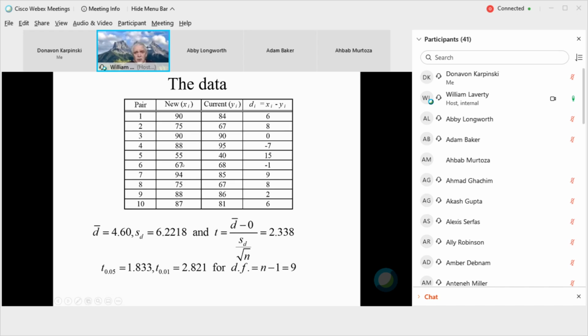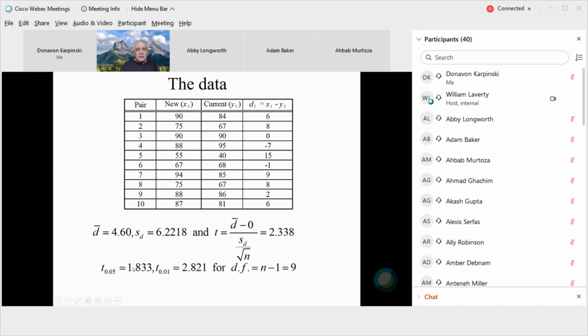These are the ones using the new method. This is using the current method. We want to know whether or not these are higher with the new method than with the current method. We look at the differences. Most of them are positive, but there are a few that are negative. The average of the differences is 4.60, along with the standard deviation. So we do a one sample t-test to test whether or not the differences are significantly greater than 0.